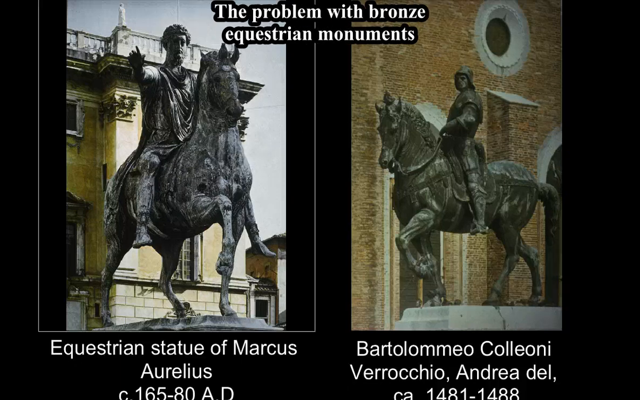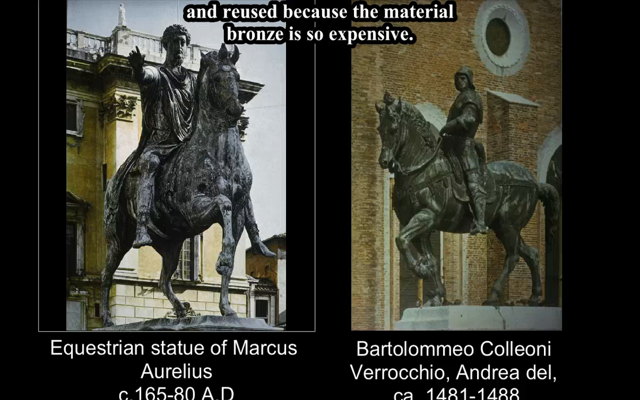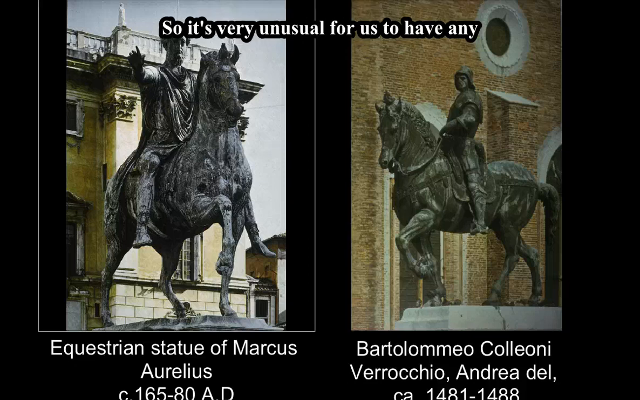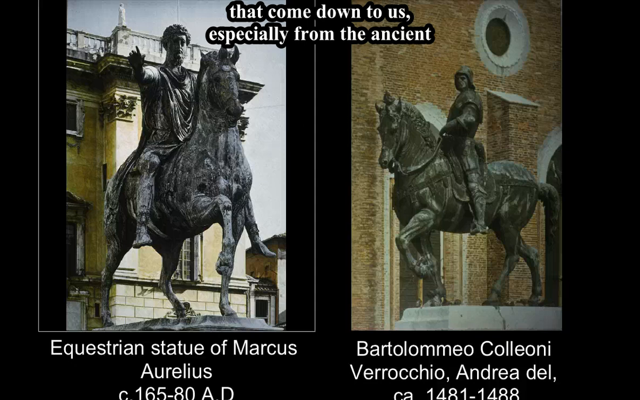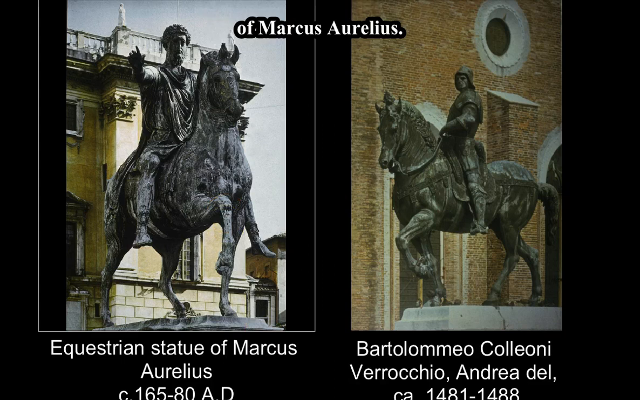The problem with bronze equestrian monuments, or any bronze sculptures, is that they're often melted down and reused because the material of bronze is so expensive. So it's very unusual for us to have any that come down to us, especially from the ancient Roman period. But here we have the very famous one of Marcus Aurelius.